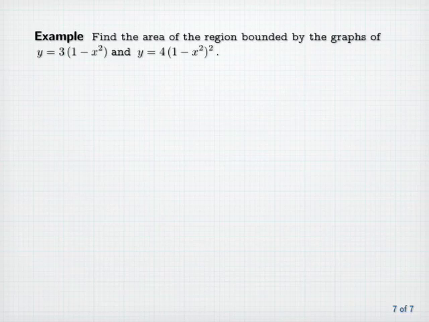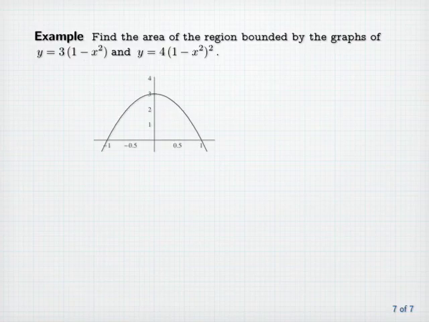One more example. Let's find the area of the region bounded by the graphs of y equals 3 times (1 minus x squared) and y equals 4 times the square of (1 minus x squared). Now let's get a picture of what we're dealing with here. Here's the parabola y equals 3 times (1 minus x squared). Notice the x-intercepts are plus and minus 1, and the maximum value of 3 occurs at x equals 0.